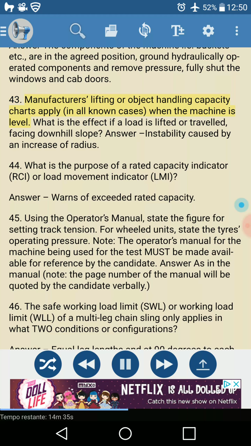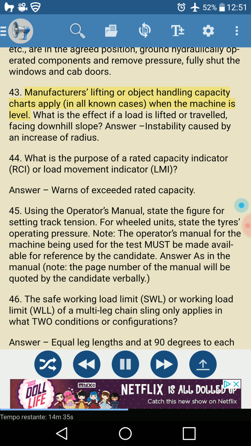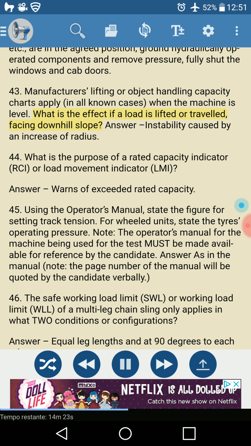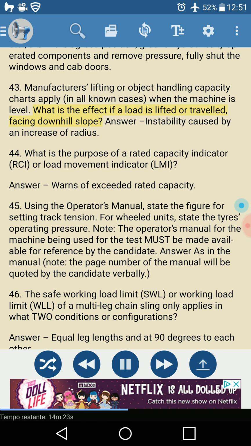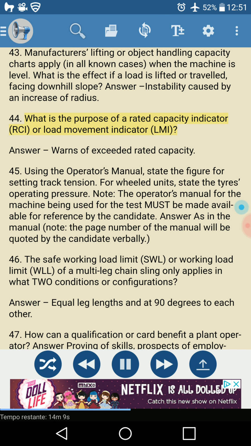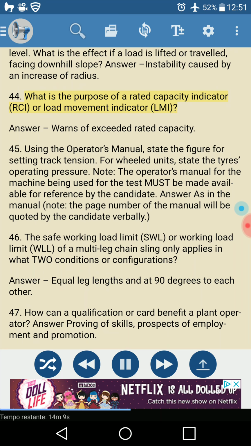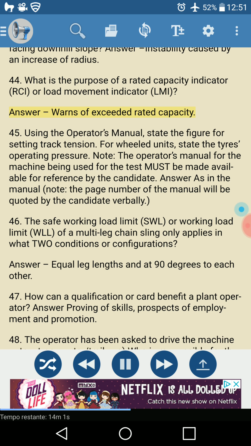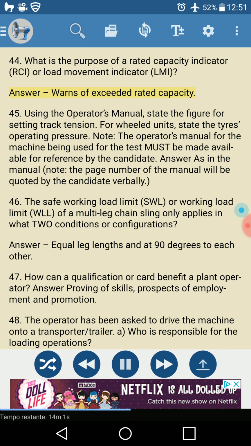43. Manufacturers' lifting or object handling capacity charts apply, in all known cases, when the machine is level. What is the effect if a load is lifted or traveled, facing downhill slope? Answer: instability caused by an increase of radius. 44. What is the purpose of a rated capacity indicator, RCI, or load movement indicator, LMI? Answer: warns of exceeded rated capacity.